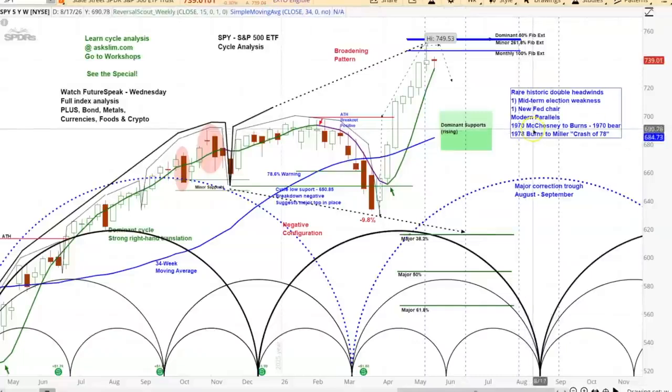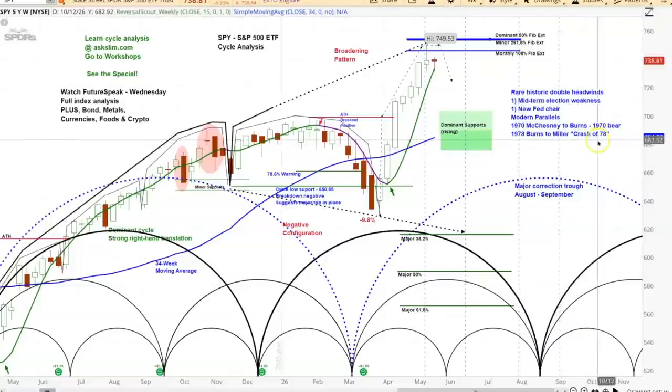When did that happen? Well, in 1970, McChesney was the Fed chair, and he handed it off to Arthur Burns. That was the time when we saw the 1970 bear market. 1978 was another time when we had that parallel. In other words, both the midterm elections and the new Fed chair. And that year was the crash of 78. That was actually my very first massively profitable trading year, when the crash of 78 came.